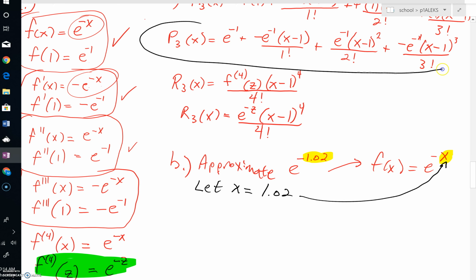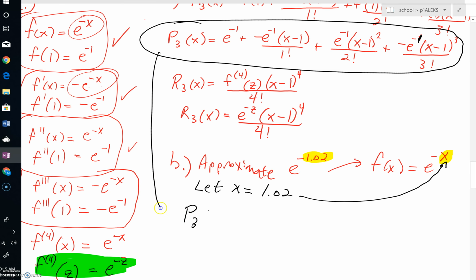So what you're going to do, I'm trying to do this for the sake of time here, just trying to do this as quickly as possible. We could plug in P3 from up here. If I were going to plug in 1.02, I'm not going to show every step doing this, but if you let x equal 1.02, evidently you would get about 0.3606. So that's the whole purpose of having a series.